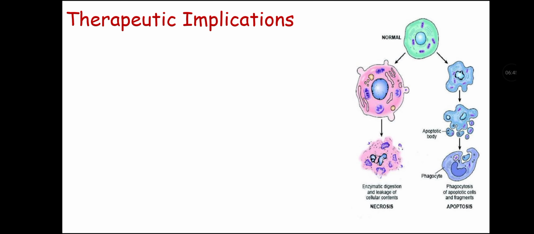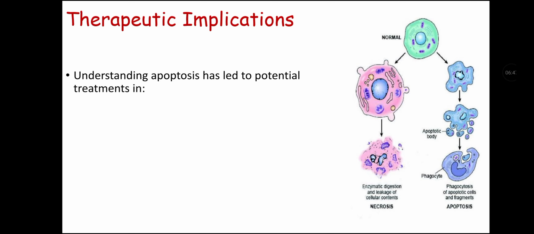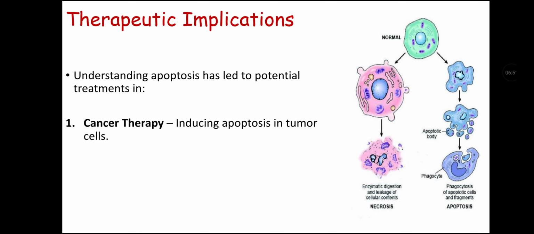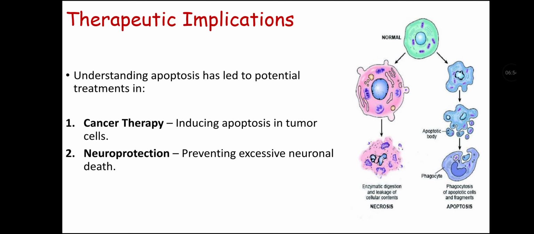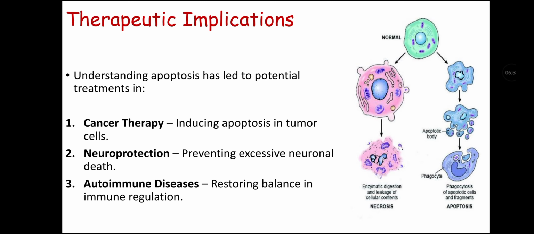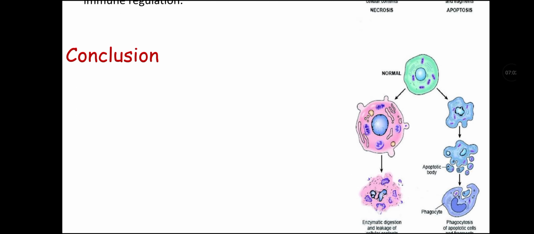Therapeutic implications. Understanding apoptosis has led to potential treatments: cancer therapy that induces apoptosis in tumor cells, neuroprotection by preventing excessive neuronal death, and treatment of autoimmune diseases by restoring balance in immune regulation.